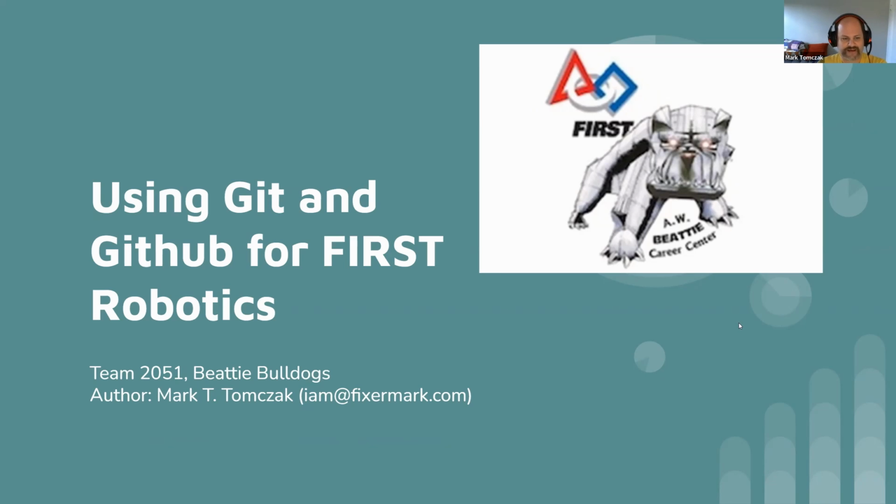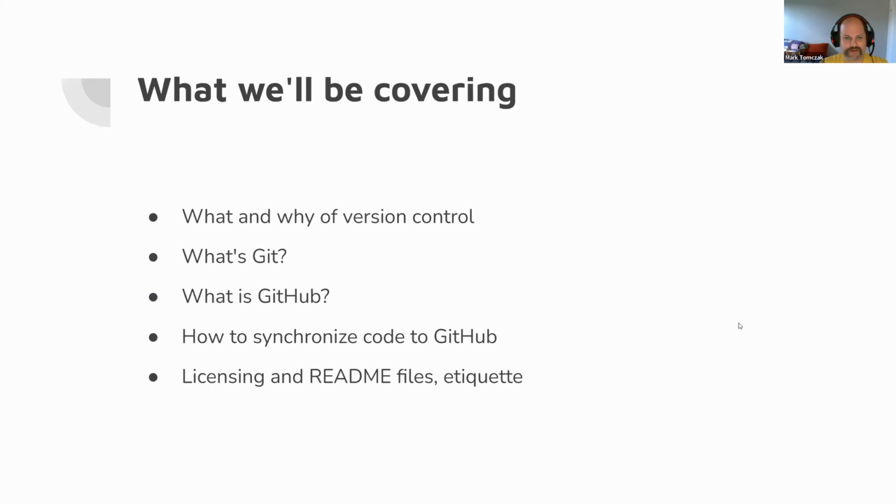Git and version control in general have been a game changer for how software is written in the modern era. I'm hoping to give everyone enough information to take advantage of it if you have not used it in your team yet. And if you are already using it, hopefully I'll be able to provide some suggestions for how to improve your flow. Just a quick overview of what we'll be covering.